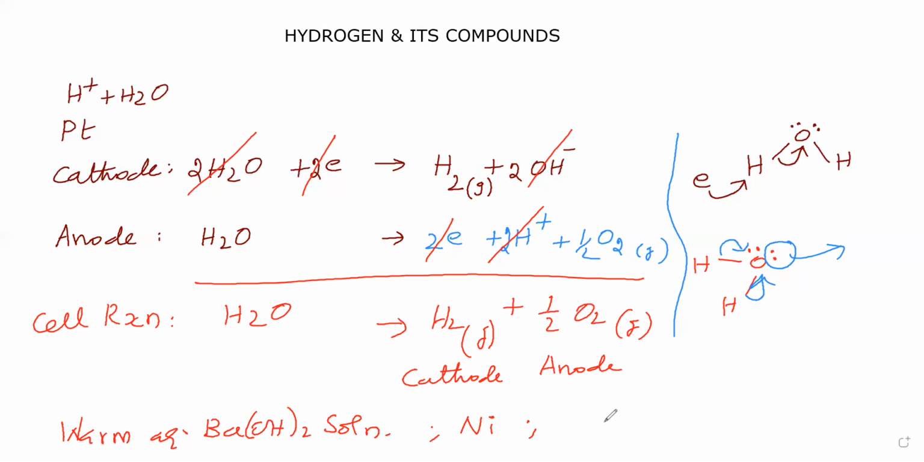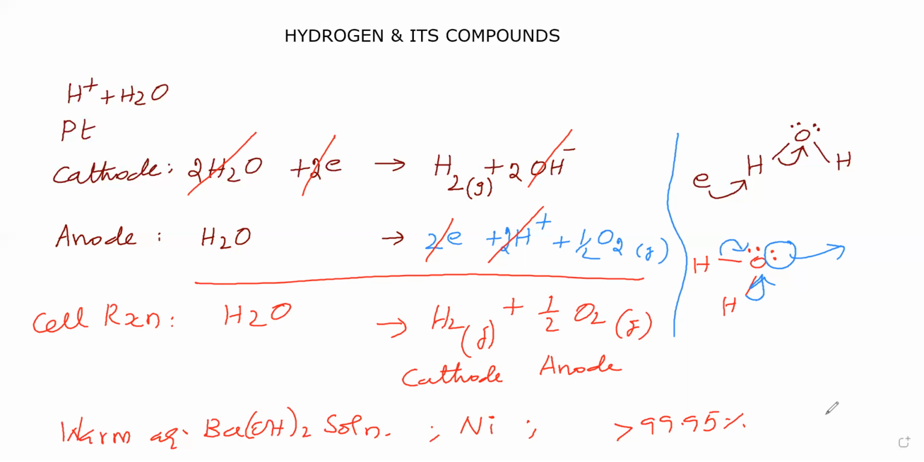Now hydrogen gas is produced at the cathode. The purity is greater than 99.95% when you use the electrolyte as warm aqueous barium hydroxide solution and the electrodes nickel, not platinum as before. Now you are using nickel electrodes. The purity of hydrogen obtained at the cathode is greater than 99.95%.